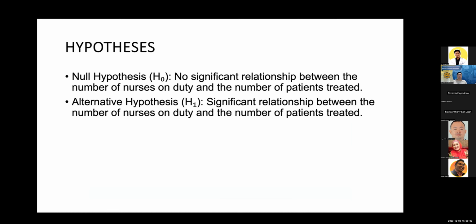So the hypotheses are the following. The null hypothesis is that there is no significant relationship between the number of nurses on duty and the number of patients treated. So no matter how many nurses there are, the number of patients you can treat is the same. That is pro-admin, meaning they will not add more nurses. But if our alternative hypothesis gets accepted, which states that there is a significant relationship between the number of nurses on duty and the number of patients treated, then we will have evidence to tell the management that yes, we have to hire more nurses because it translates to a higher number of patients being treated.